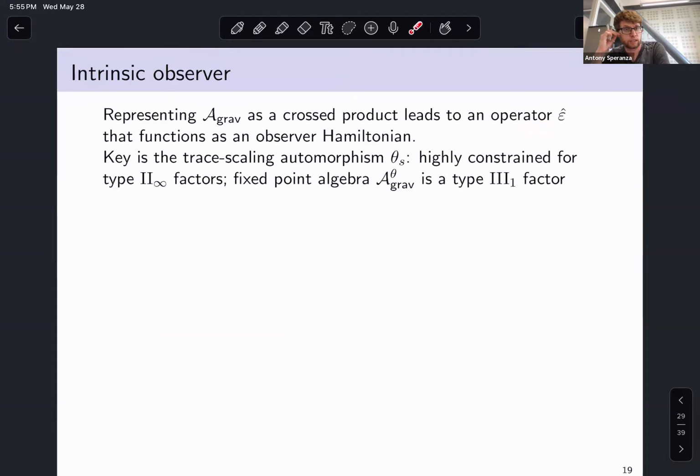So in this case, this trace scaling automorphism, again, is important. So this, again, was the symmetry where you shift the zero mode of the scalar field by a constant. So trace scaling automorphisms are highly constrained for these type 2 infinity factors. And one of the things you know is that there has to be a fixed point algebra that is a type 3(1) factor. So these are, again, the types of factors that show up in subregions in quantum field theory.